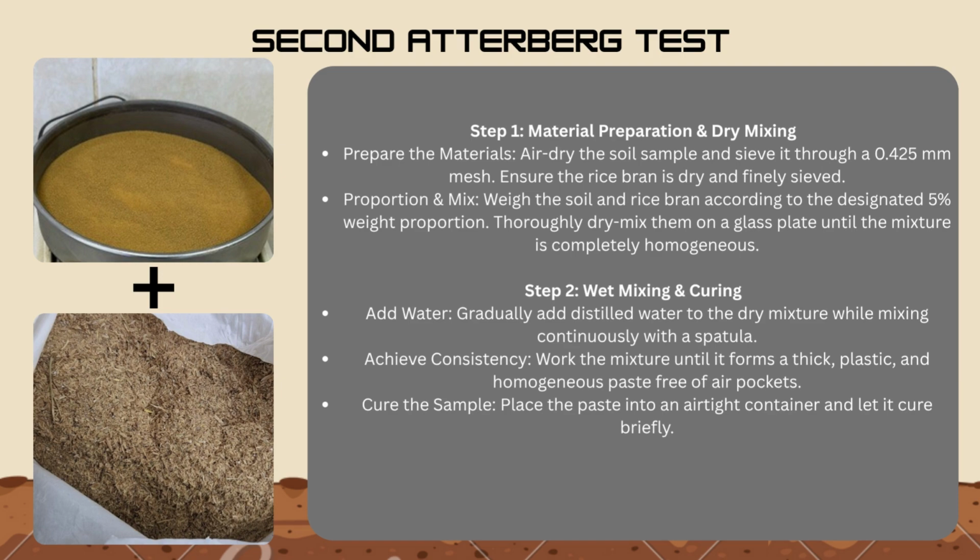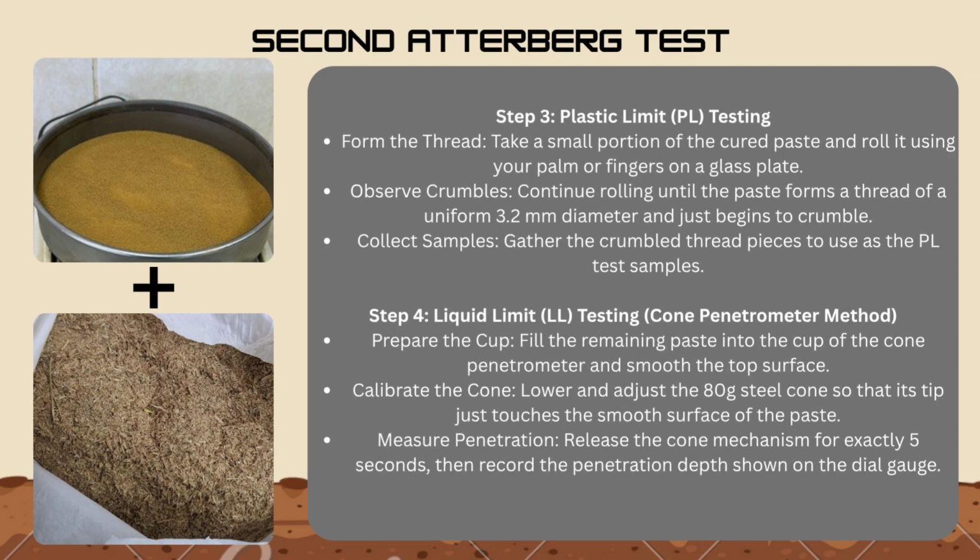Cure the sample. Place the paste into an airtight container and let it cure briefly. Step 3. Plastic limit testing. From the batch, take a small portion of the paste and roll it using your fingers on a glass plate. Observe crumbling. Continue rolling until the paste forms a thread of a uniform 3.2 mm diameter and just begins to crumble. Collect sample. Gather the crumbled thread pieces to use as the plastic limit test sample.